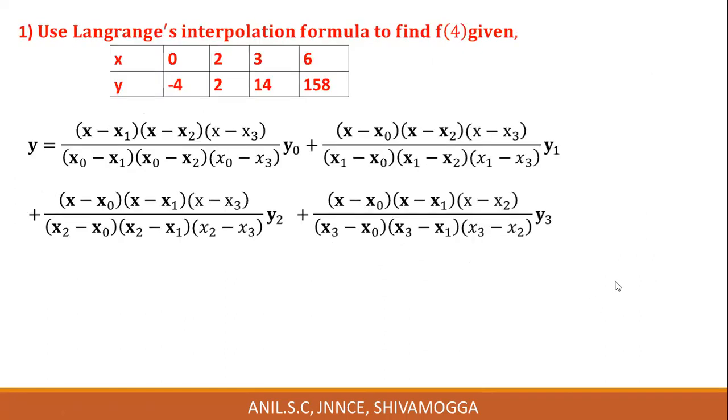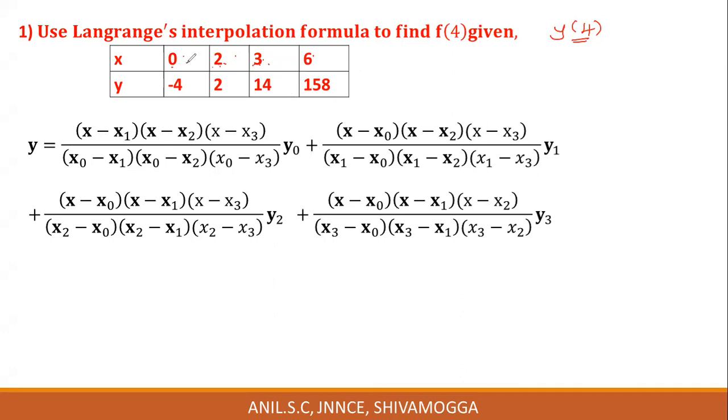First problem. Use Lagrange's interpolation formula to find f of 4. f of 4 or y of 4, either way you can write it; both are the same notation. Here x takes values 0, 2, 3, 6. Clearly, x is unequally spaced. The distance between these two is 2 units, but the distance between these two is only 1 unit, and the distance between these two is 3 units. x is unequally spaced. Therefore, we can use Lagrange's interpolation formula.